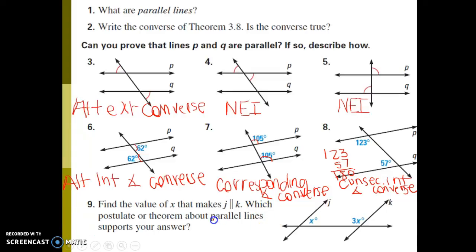Lastly, for number 9, it says find the value of x that makes these two lines parallel. Again, these are both consecutive interior angles, so I'd have to show that they are equal to 180. And again, I get 36 to make this true. And that's all we're going to do with the converse statements here. Just make sure you review, and if you have any questions, mark them down on your paper so we can go over them in class.